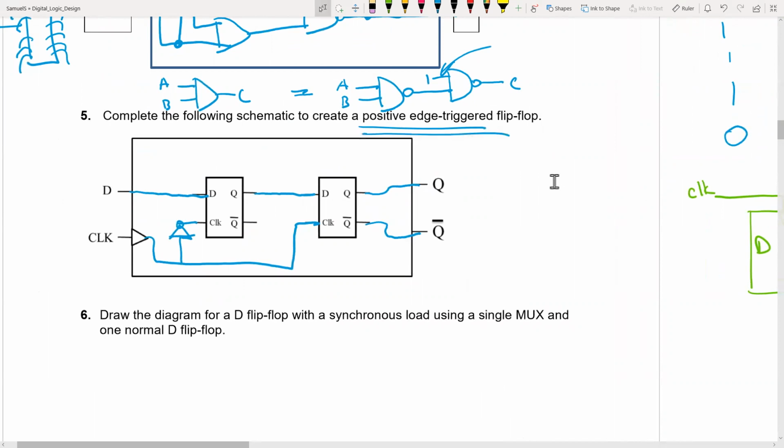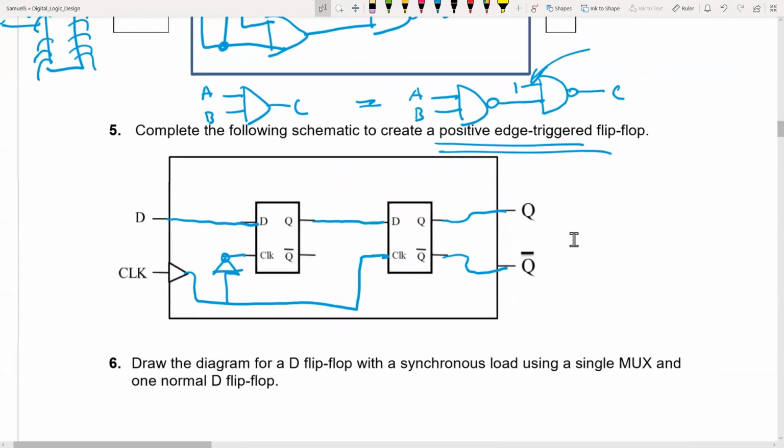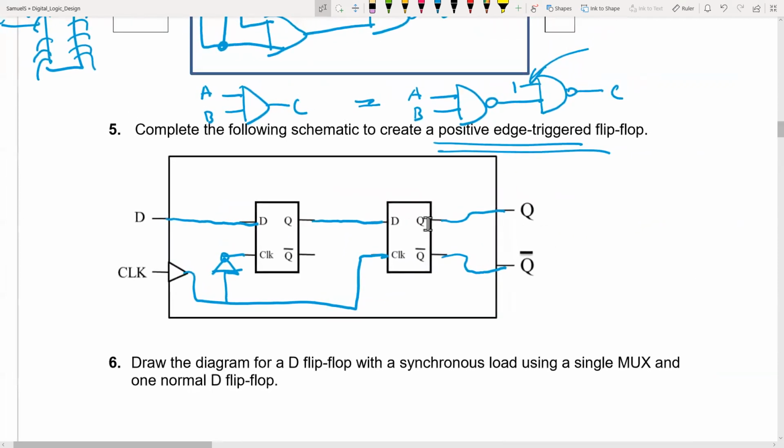So if you want that, all you do is you flip the location of where this inverter is. So again, this right here right now is a positive edge triggered flip-flop. What that means is, again, on the rising edge of the clock, that's when the Q has an opportunity to change. If you want to make it a negative edge triggered device, what you'll do is you'll put the inverter on this one. Right, that makes sense. Good.